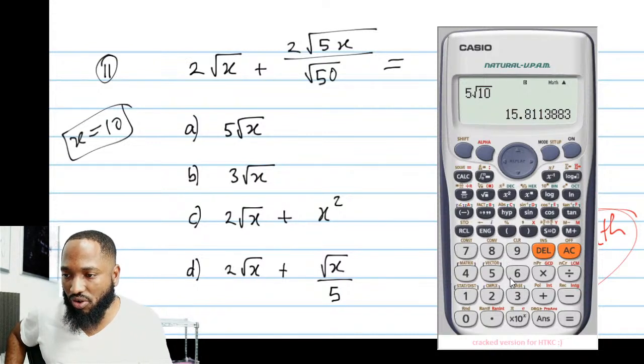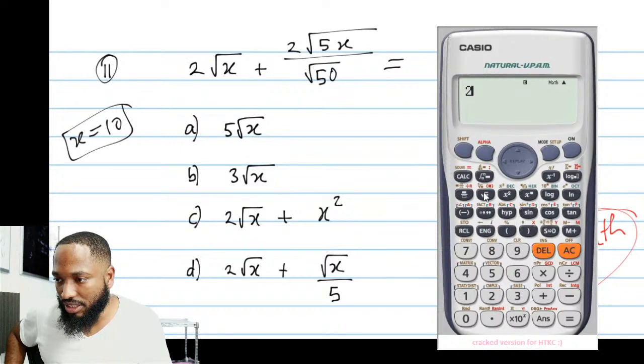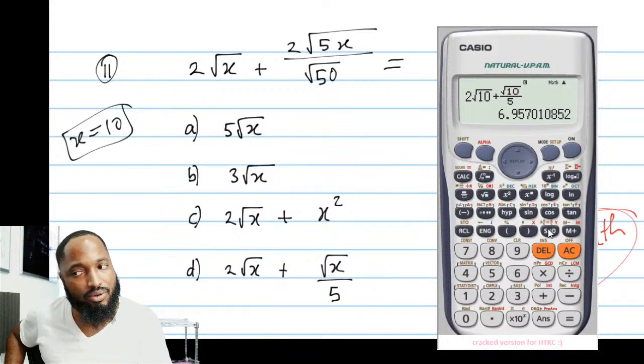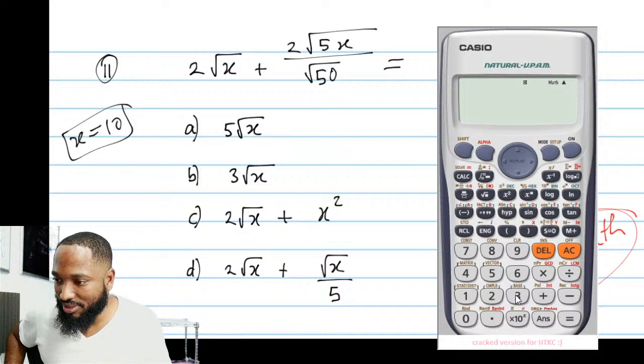You might need to check through all. 2, let's check the D. 2 by the square root of 10 plus square root of 10 over 5. I find none in working. 3 by the square root of 10.